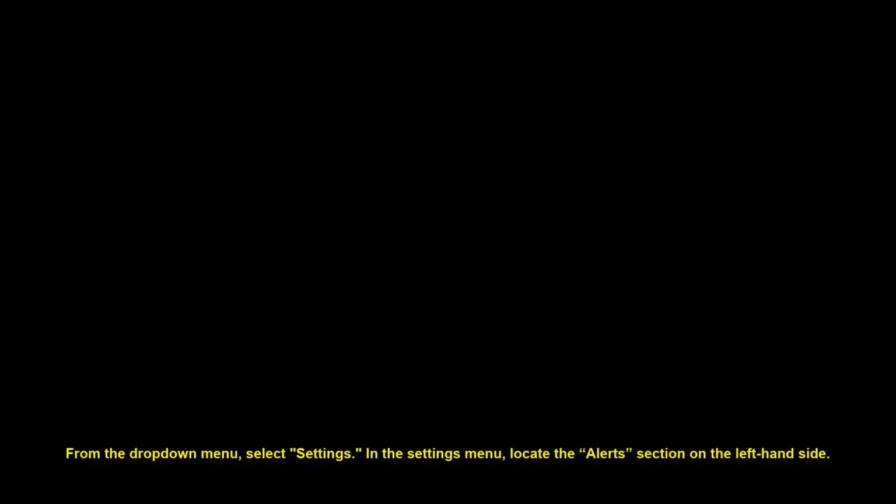In the Settings menu, locate the Alerts section on the left-hand side. Click on Alerts to view your current alert settings. Find the option labeled Lead Enrichment Alerts. Toggle the switch next to Lead Enrichment Alerts to turn it off.